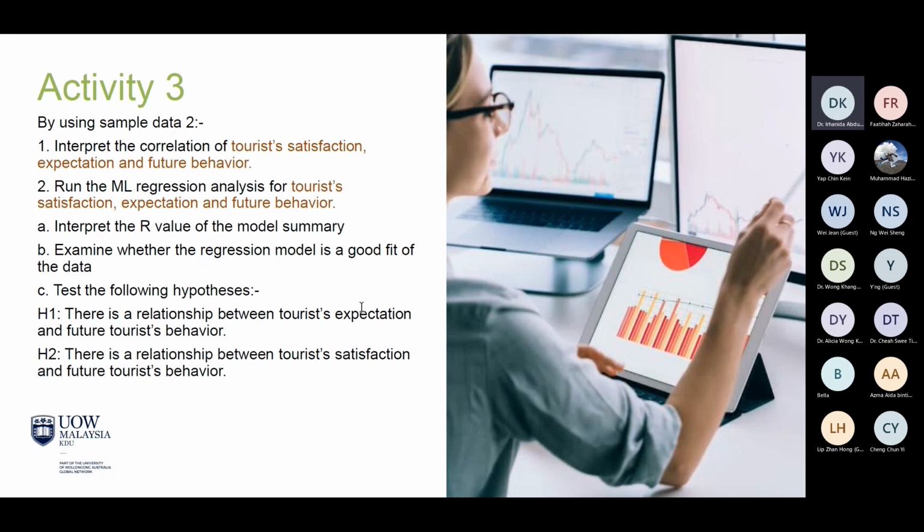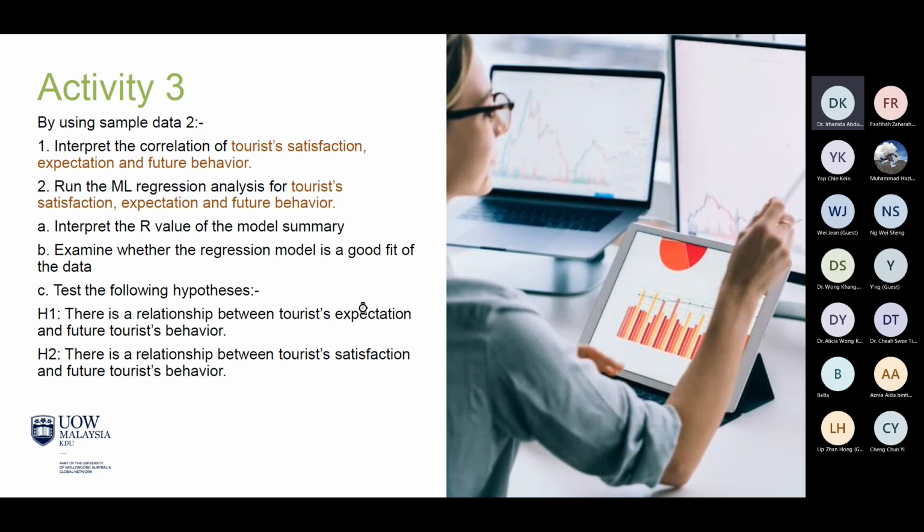So actually I have another activity exercise that I want you to do, where I want you to interpret the correlation of tourist satisfaction, expectation and future behavior. And then I want you to run the multiple linear regression for tourist satisfaction, expectation and future behavior, and interpret the R value of the model summary and examine whether the regression model is a good fit of the data or not. Also test the hypothesis of whether or not there is a relationship between tourist expectation and future tourist behavior, and whether or not there is a relationship between tourist satisfaction and future tourist behavior.